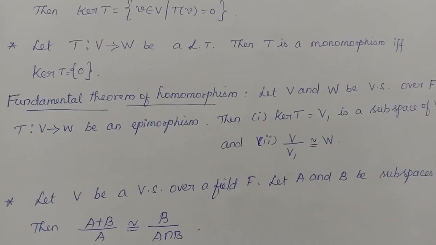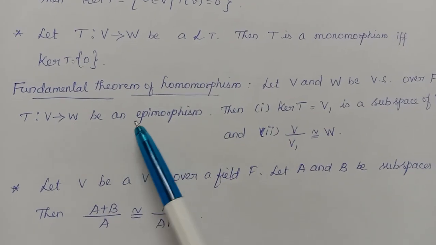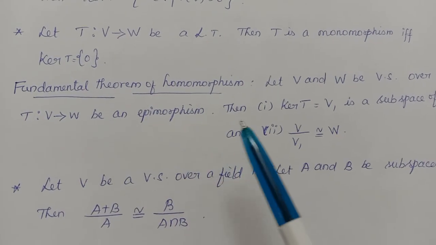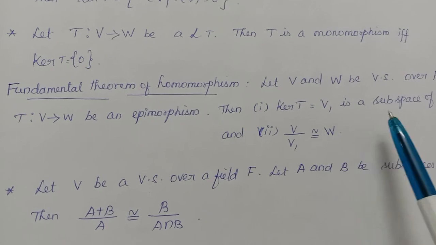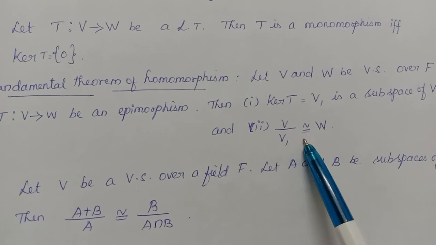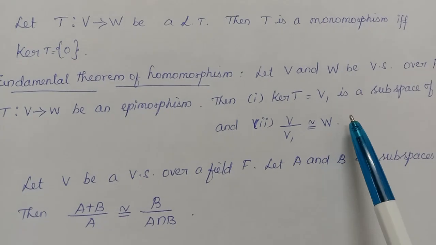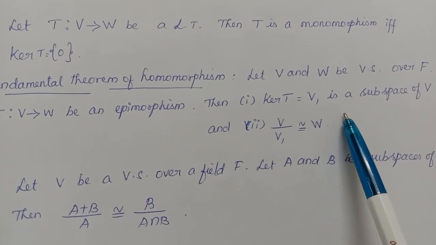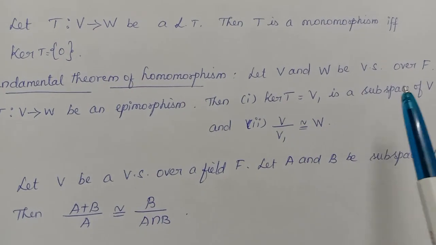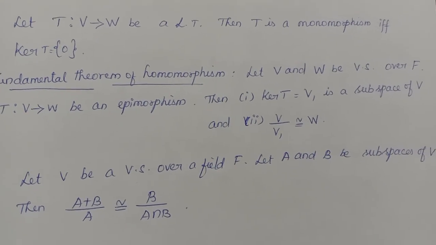Okay, next one is the fundamental theorem of homomorphism. This theorem states, let V and W be vector spaces over field F, and T from V to W be an epimorphism. What do you mean by epimorphism? A linear transformation along with the onto condition. Then the kernel of T is a subspace of V, and V by V1 is isomorphic to W. Okay, I am not going to give the proof here. These are the things which we use for doing problems, so I have given the statement alone. So what is the first one? Kernel of T we have defined previously. This kernel of T is a subspace of V. That is one result. Another result is that the quotient space V by V1 is isomorphic to W.